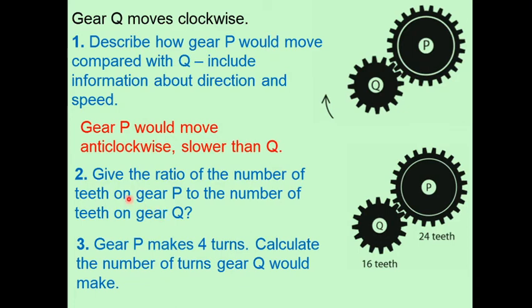Then for question 2, give the ratio of the number of teeth on gear P to gear Q. You've got 24 on P and 16 on Q, and if you divide both of those by 8, you get the ratio of 3 to 2, with the 3 relating to P and the 2 relating to Q. And then for the last one, gear P is making 4 turns. Gear P is the one with 24 teeth, so 24 times the 4 turns gives you 96 clicks. Then if you divide the 96 clicks by the 16 teeth, you end up with 6 turns.